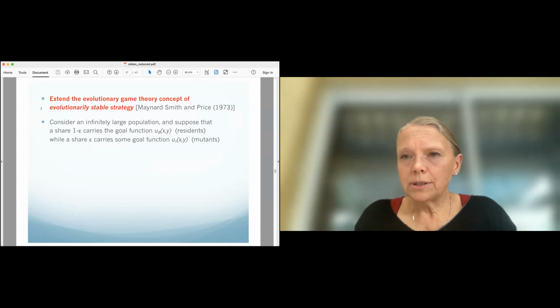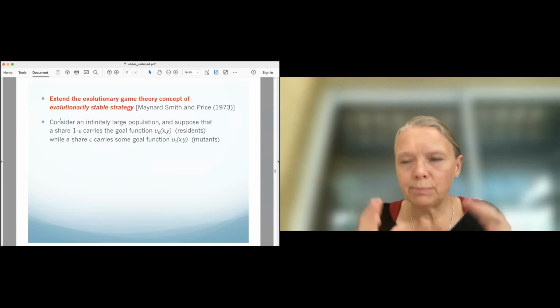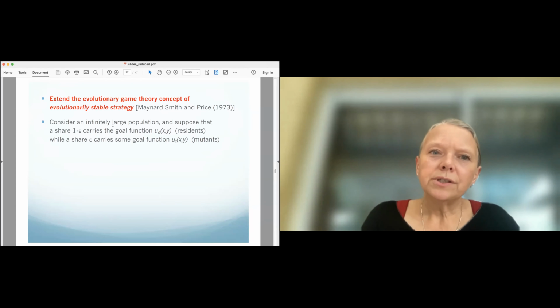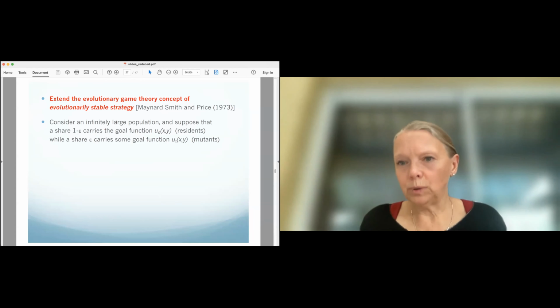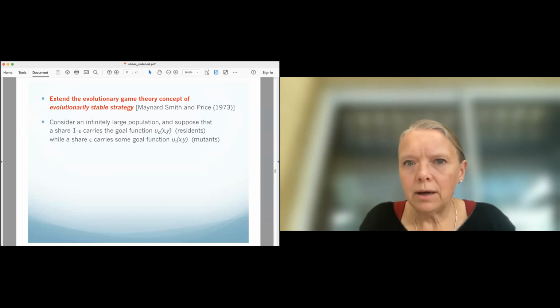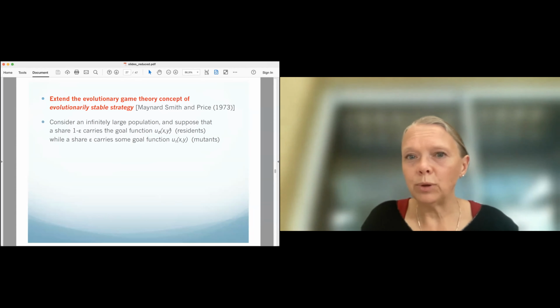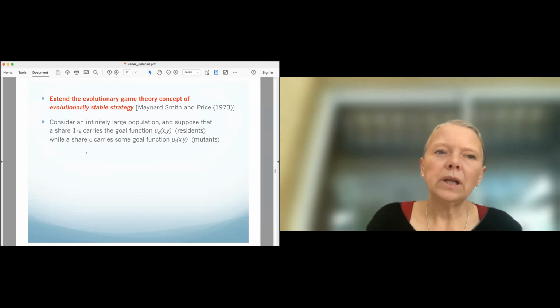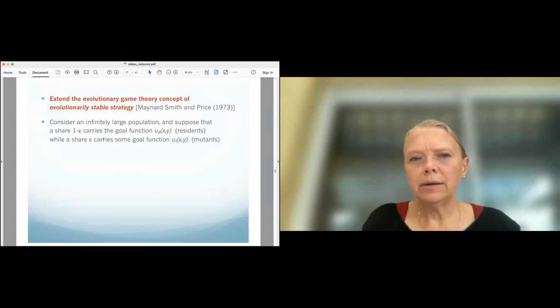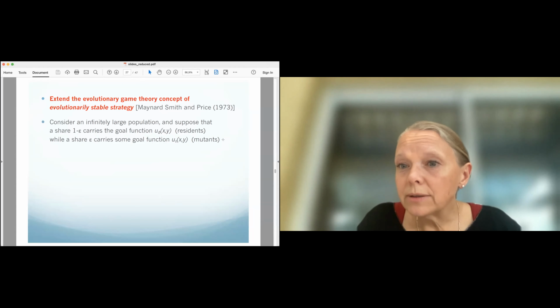So here's how this works. Consider it's like an equilibrium concept at the population level. So we consider an infinitely large population to make things simple. And we suppose that a share 1 minus epsilon of this population have the goal function u index theta of x, y. So the population is almost entirely composed of such people, and I will call them residents. And then there's a share epsilon who have some other goal function, u index tau of x, y. I will call these the mutants, right?